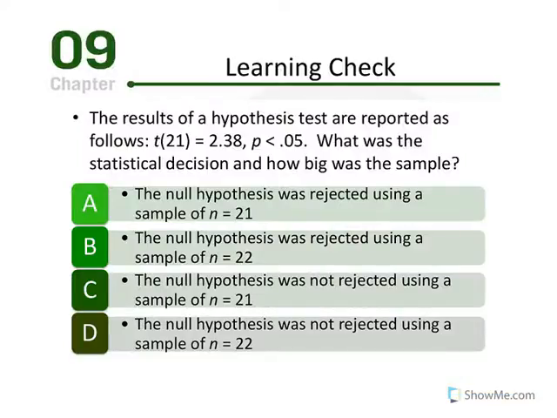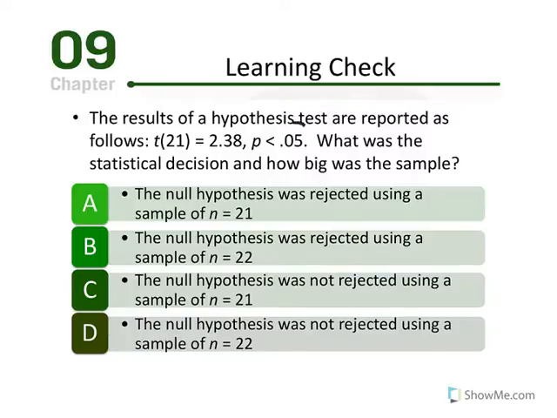And we'll end this video with a learning check to assess the understanding of the material that was presented. So let's consider the following. The results of a hypothesis test are reported as follows: t with degrees of freedom equal to 21. Our t-statistic was equal to 2.38. The probability was less than an alpha set at 5%. What was the statistical decision and how big was the sample?